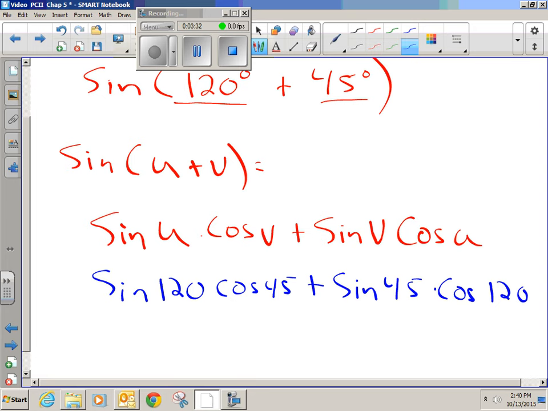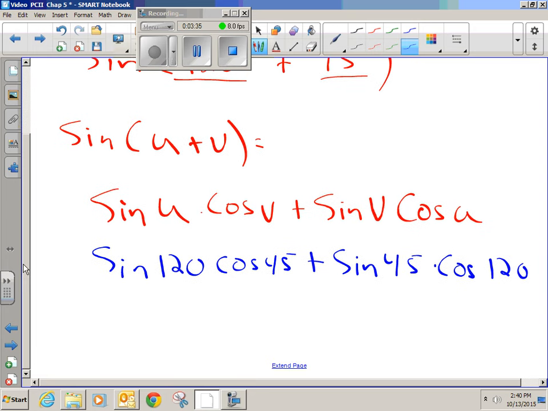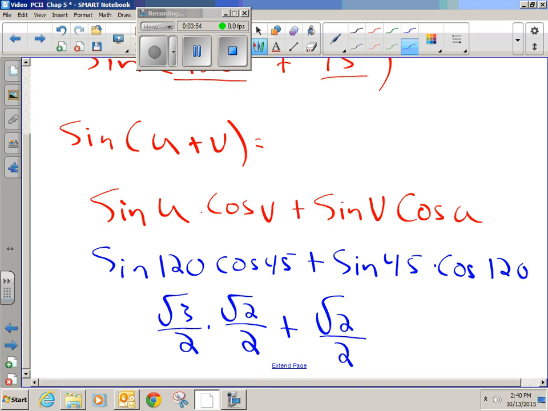Now I can do this without a calculator. Sine of 120, that's sine of 60 in the second quadrant. So that's going to be root 3 over 2, times cosine of 45, which is root 2 over 2, plus sine of 45, which is root 2 over 2, and cosine of 120 is cosine of 60 in the second quadrant, which is negative 1/2.